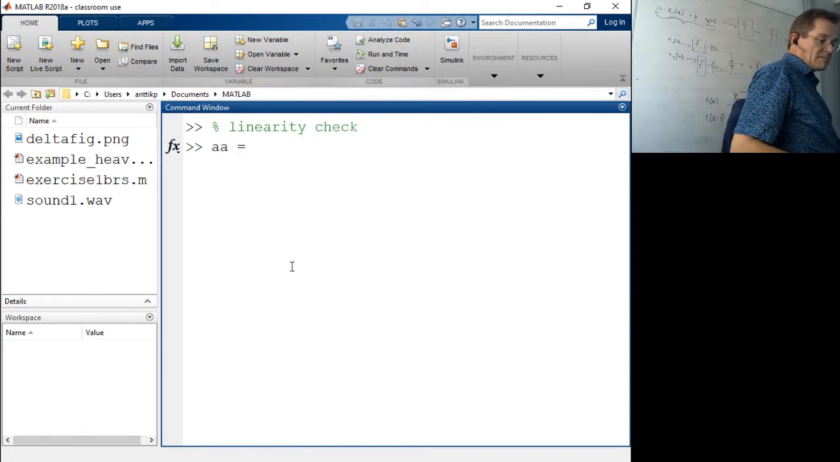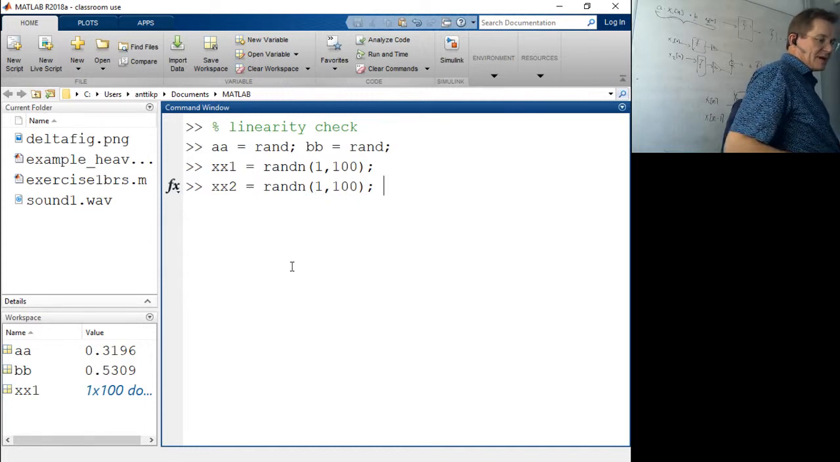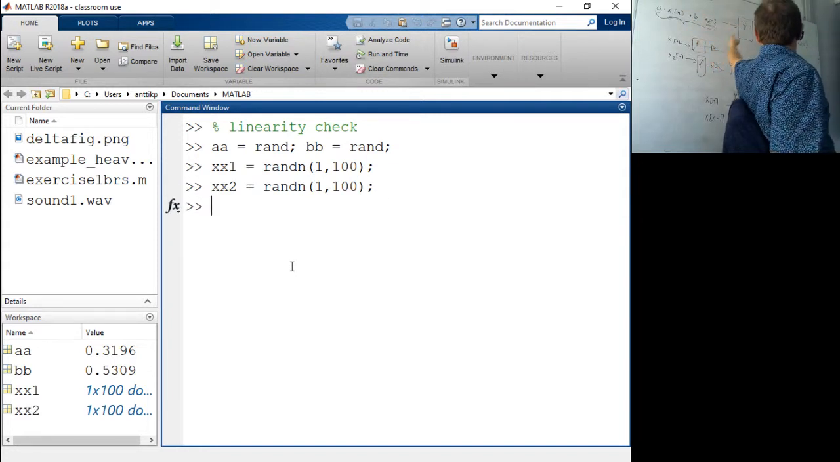We have A, which is a random number, one random number. B is also a random number. XX1 is a 1 times 100 vector of random numbers. XX2 is also the same size vector of random numbers. All right. We combine these as a test vector and then feed it through that system.